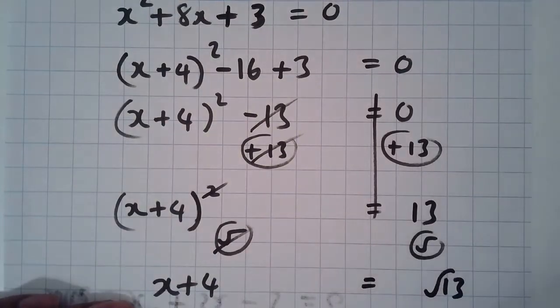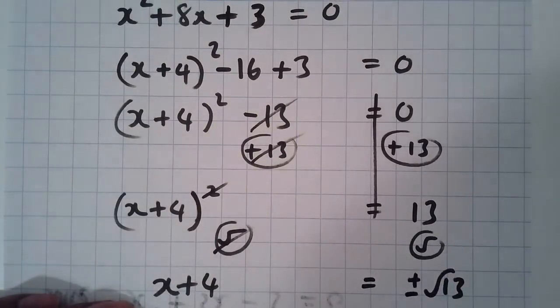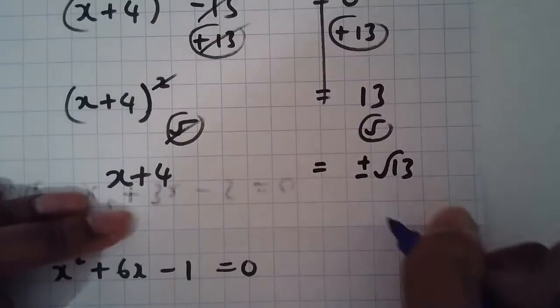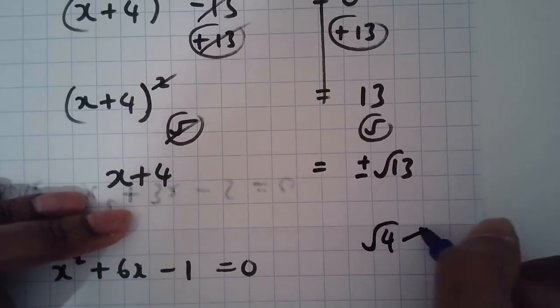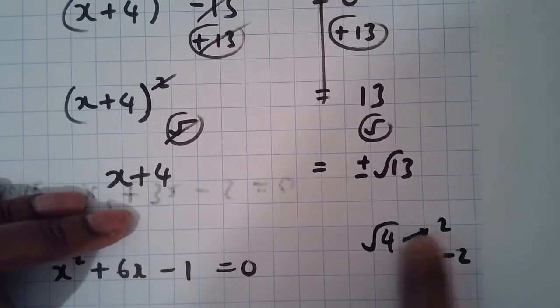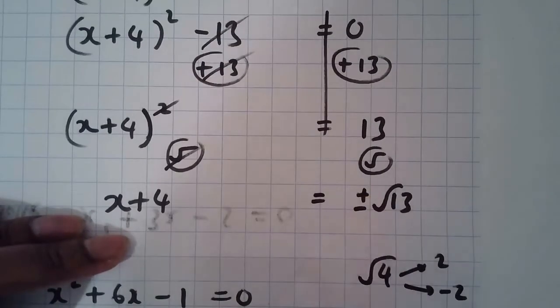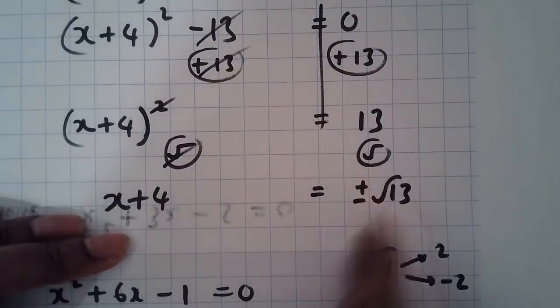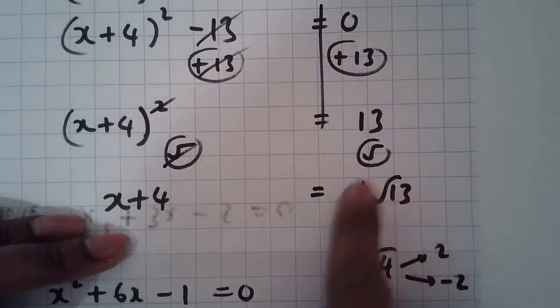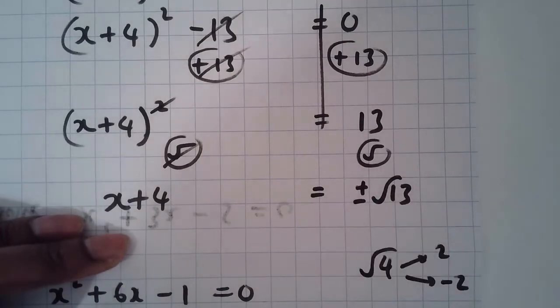But remember, when you square root a number, you get two answers, you get a plus and minus out of it. For example, if you were to square root 4, you get 2 and you get negative 2. Why? Because 2 squared is 4, negative 2 squared is also 4. So you always get a plus and a minus answer. There you go, plus and minus. That's a shorthand way of writing it. So really there's two numbers there. There's a positive square root of 13, there's a negative square root of 13.